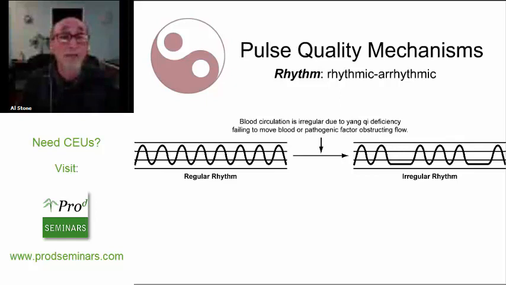Finally, we can have one of two things causing missed beats. One is a pathogenic factor obstructing the flow of the heart qi, and that would include heat, cold, damp, whatever. And the other is a deficiency of yang or qi of the heart, whereby its cardiac output, its rhythm is impeded once every so often.